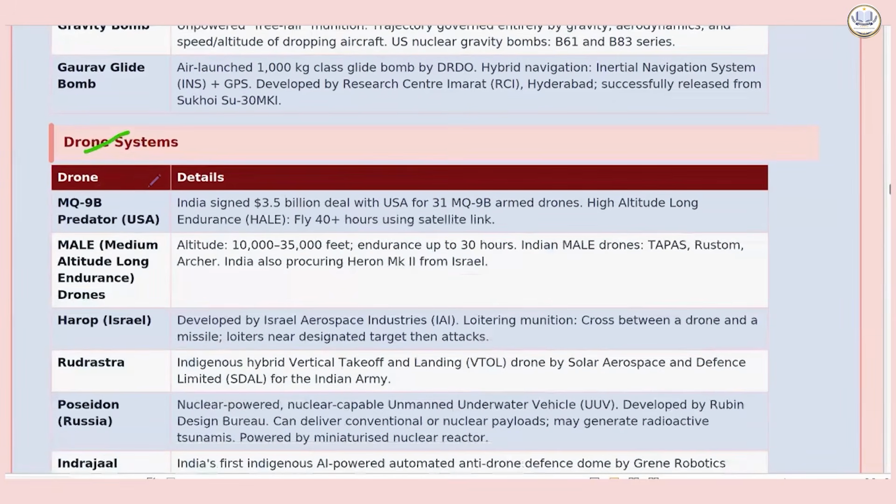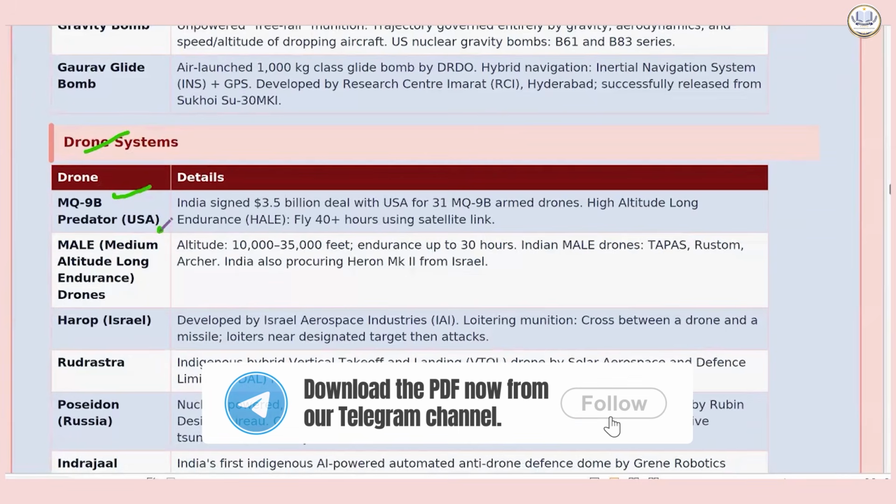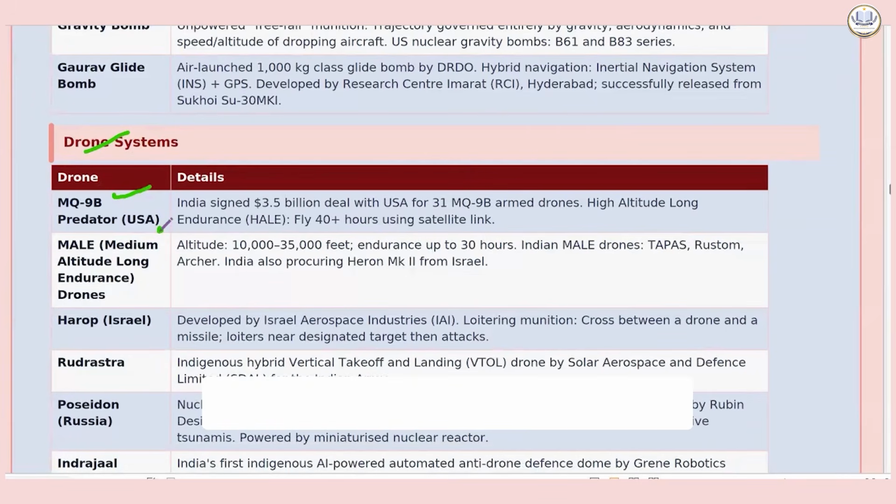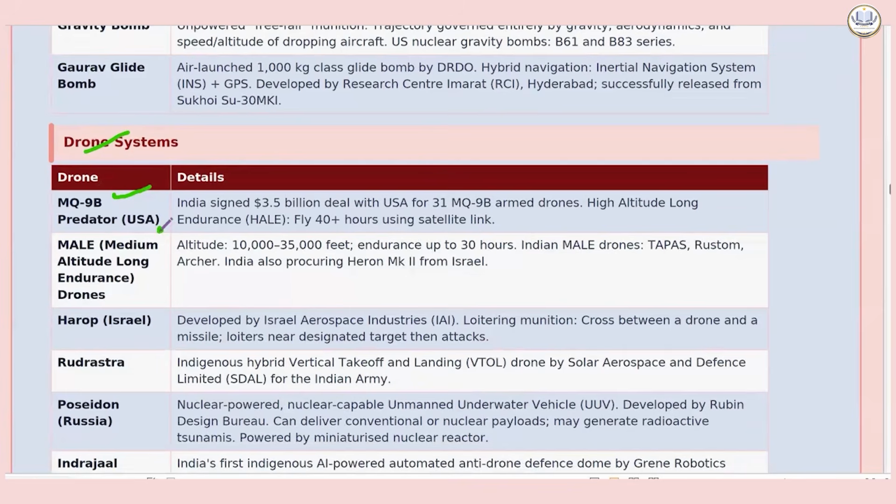Drone systems. So MQ-9B Predator of USA, India signed a deal with USA for this. It is high altitude, long endurance, and flies 40 plus hours using satellite link. We have MALE, that is medium altitude, long endurance drones. Altitude can be as high as 35,000 feet, and endurance up to 30 hours. India's MALE drones are Tapas and Rustom, and India is also procuring Heron Mk2 from Israel.